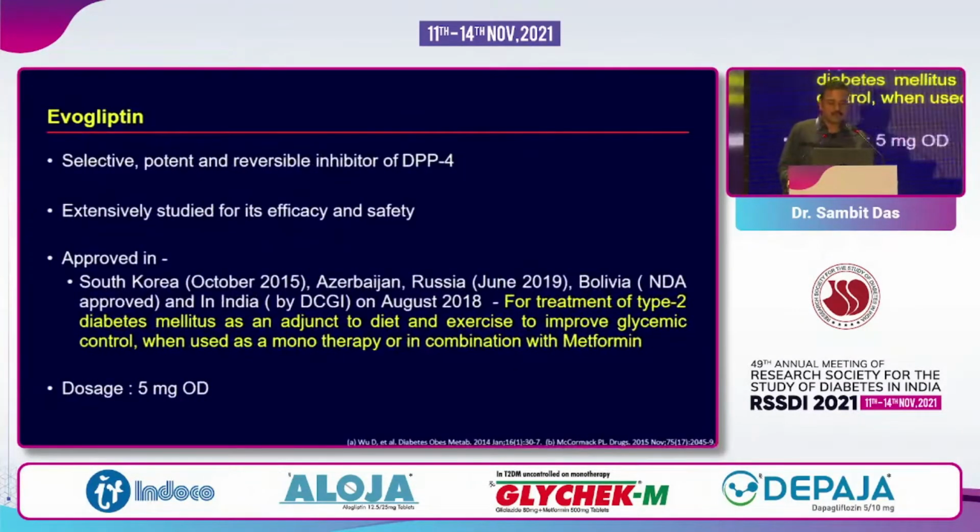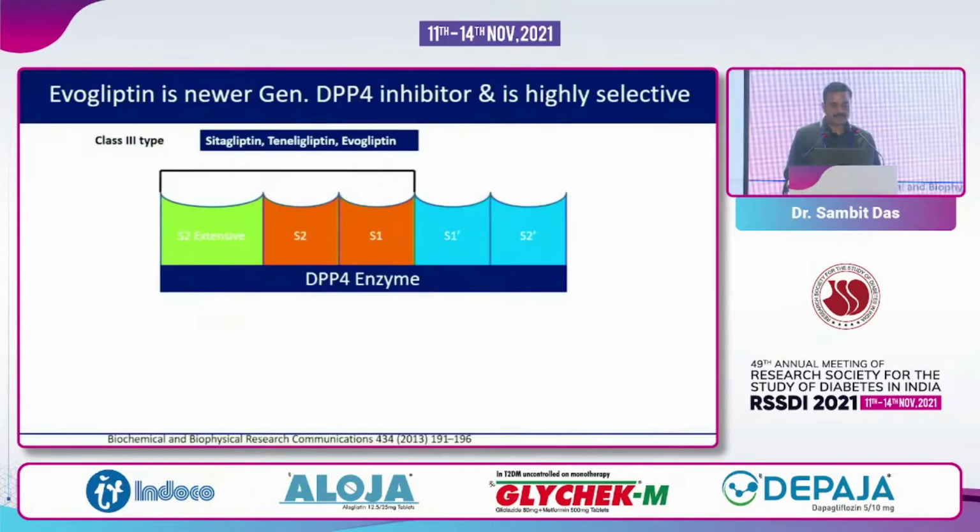So coming to the molecule proper, Evogliptin is a selective, potent and reversible inhibitor of DPP4, extensively studied in efficacy and safety, and I will be highlighting what are the studies which have been done. And it is approved in many Asian countries and to some extent Africa also, and it was approved in August 2018 by the Drug Controller General of India for use in patients with diabetes. And the current indication, it can be used as a monotherapy in patients with type 2 diabetes or in combination with metformin. And the dose is an OD dose, 5 milligram once in a day.